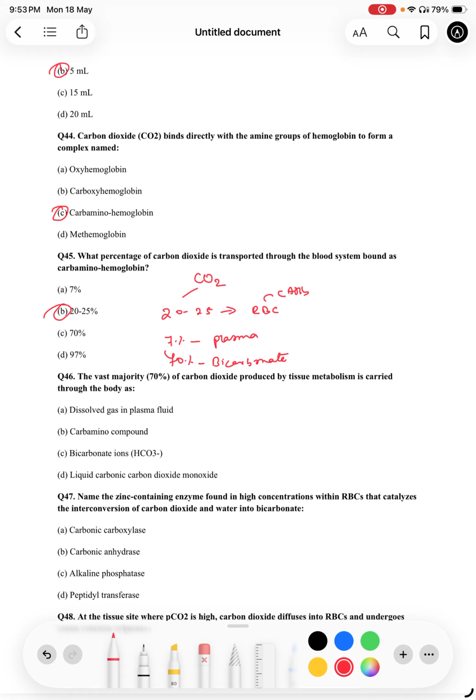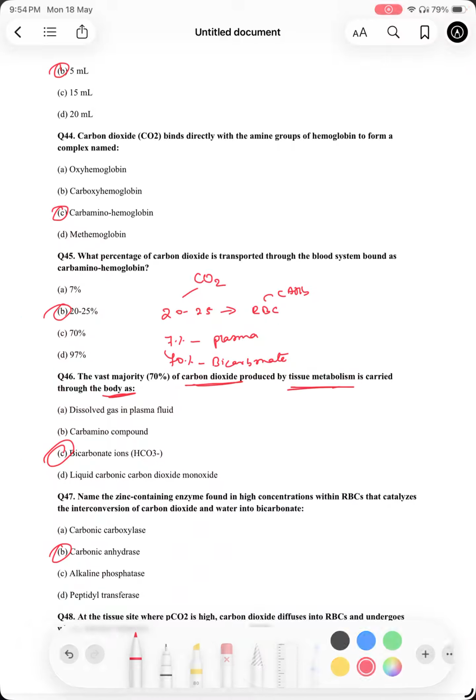The vast majority of carbon dioxide produced in tissue metabolism is carried in the body as bicarbonate ions. Name the zinc-containing enzyme formed in high concentration within the RBC that catalyzes the interconversion of carbon dioxide and water into bicarbonate. What is it? Carbonic anhydrase. It is a metalloenzyme which uses zinc as the cofactor to accelerate the conversion of dissolved CO2 and water into carbonic acid by several orders of magnitude. So what is it? Carbonic anhydrase.